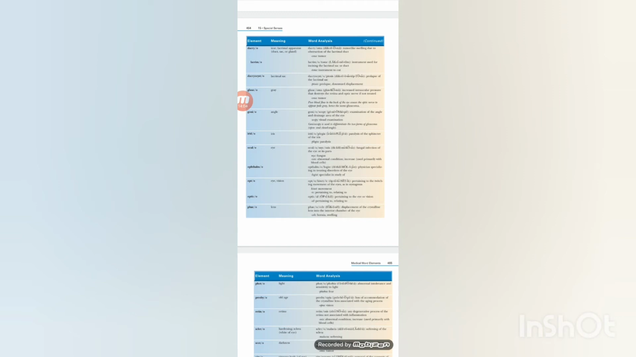Glaucoma: increased intraocular pressure that destroys the retina and optic nerve if not treated.